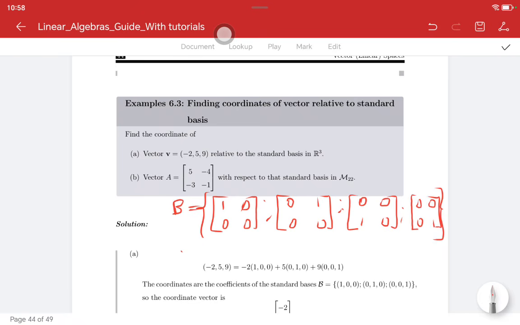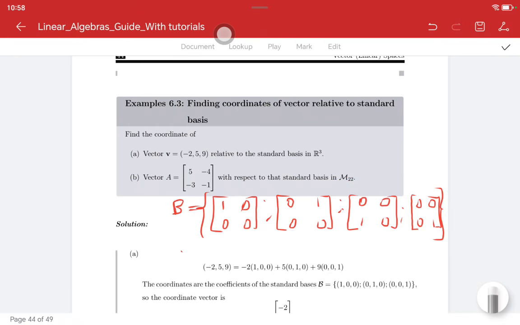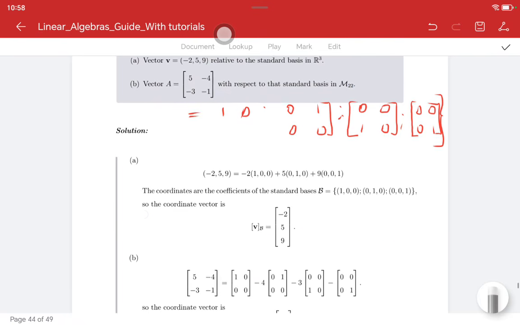Again, we know the dimension of M2 is 2 by 2, which is 4. So we must have 4 vectors within the standard bases. It means that if this was 2 by 3, we must have 6 standard bases within. Let's check what they did.